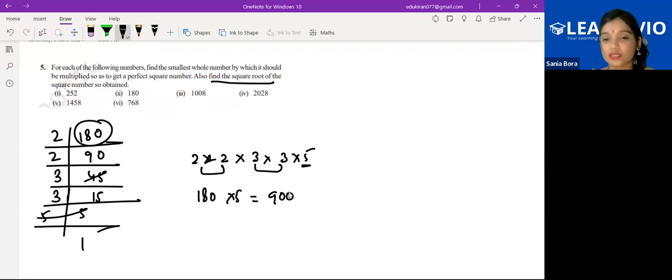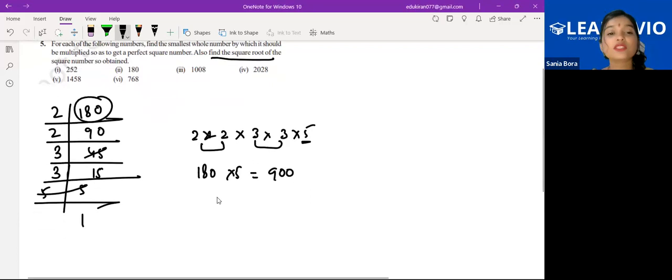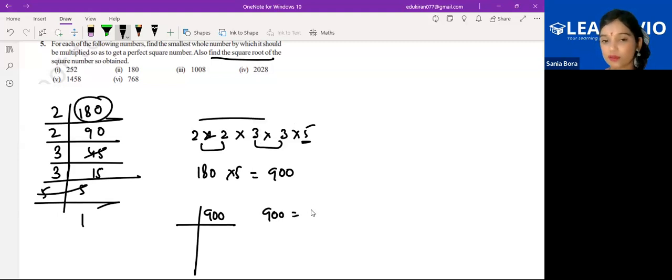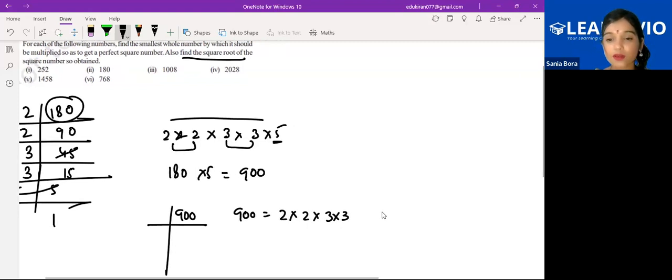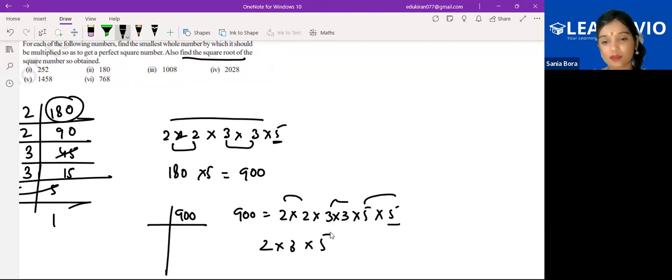Now you have to find the square root of this. To find the square root, you have the method of prime factorization. So you can do the prime factorization of 900, but I would always suggest you never do the prime factorization of 900. It would be all the same, but you will add one more 5 here. So 2 multiplied by 2 multiplied by 3 multiplied by 3 multiplied by 5, and one more 5 here. So over here 2 has a pair, 3 has a pair, 5 has a pair. So 2 multiplied by 3 multiplied by 5. Once you solve this, 2 threes are 6, ma'am, 30. So this is your final answer.